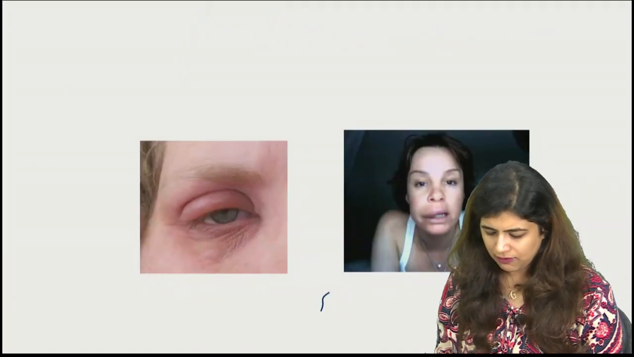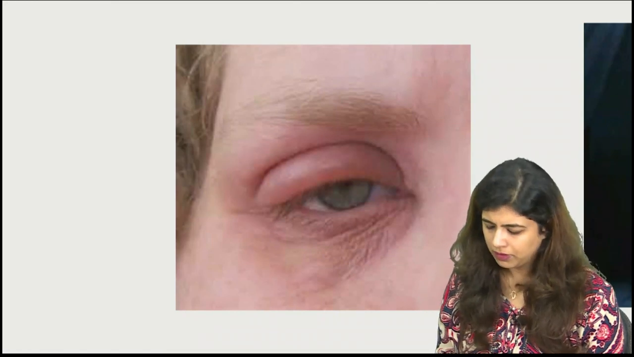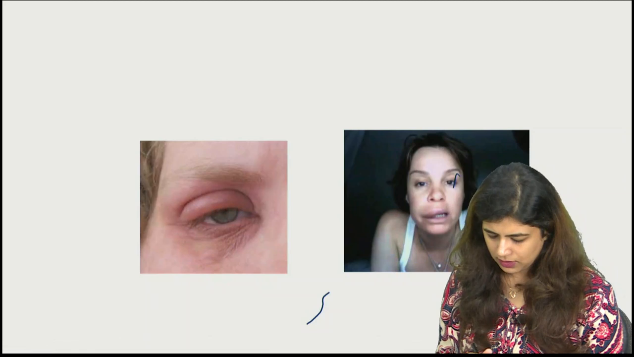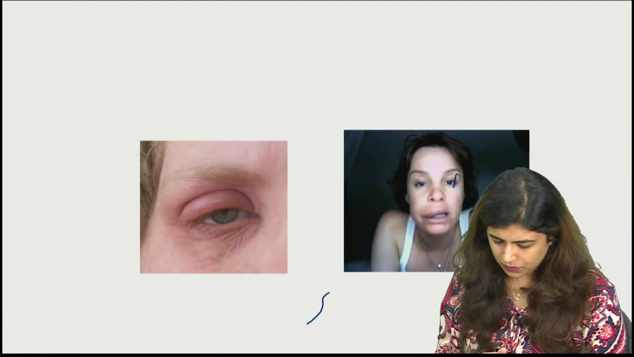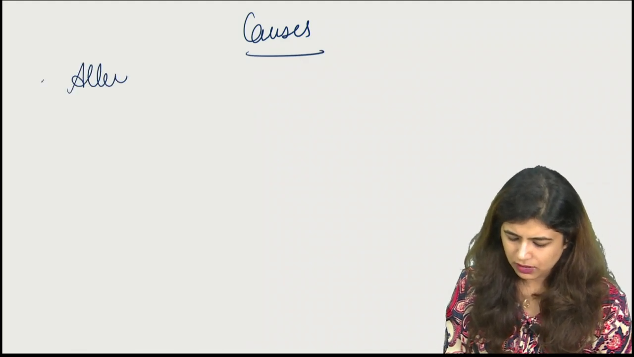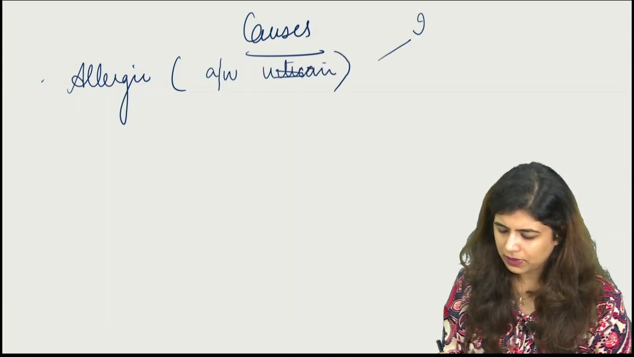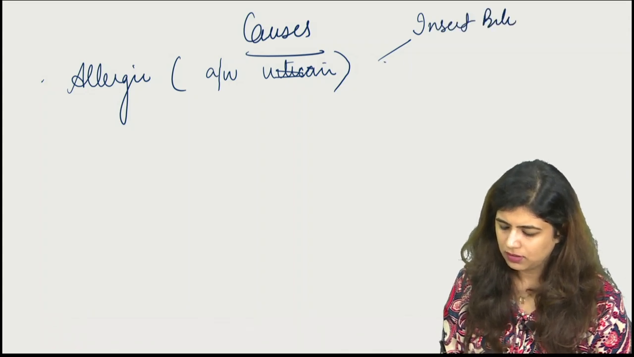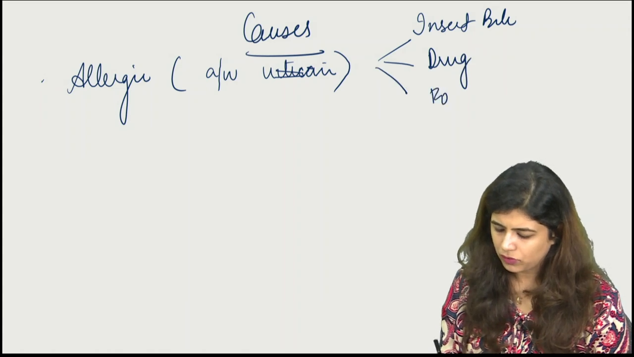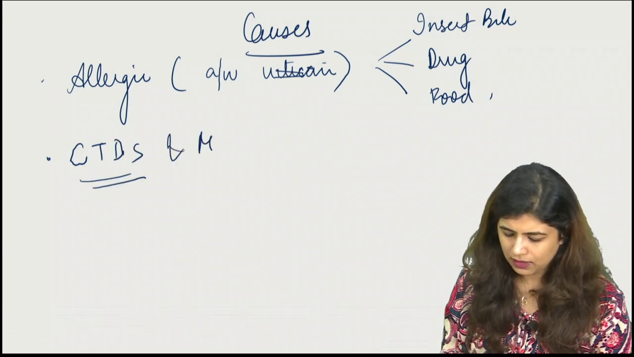I have an image here. If this was an image-based question, then looking at this image, see here, around the lips. These are all images of angioedema. Now you are also asked the causes of angioedema. The number one cause is allergic. In that, it is generally associated with urticaria. Causes can be insect bite, drug, food allergen, whatever. Second is when it is associated with connective tissue disorders and malignancies.